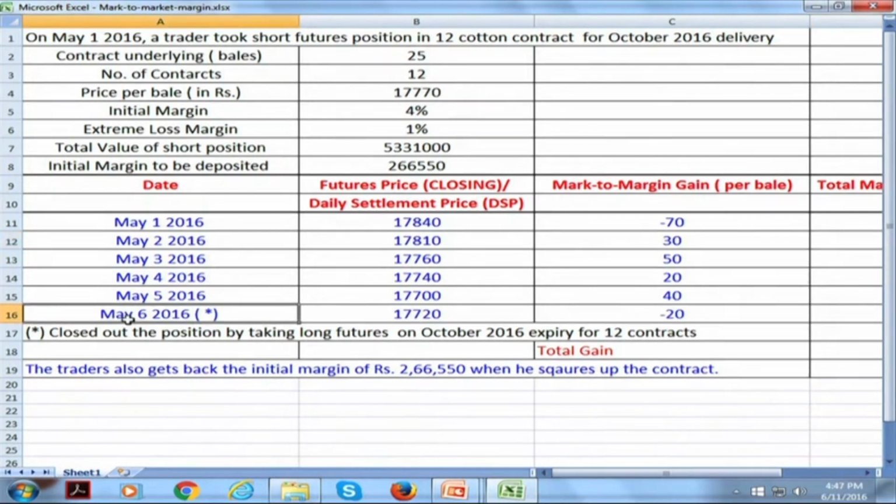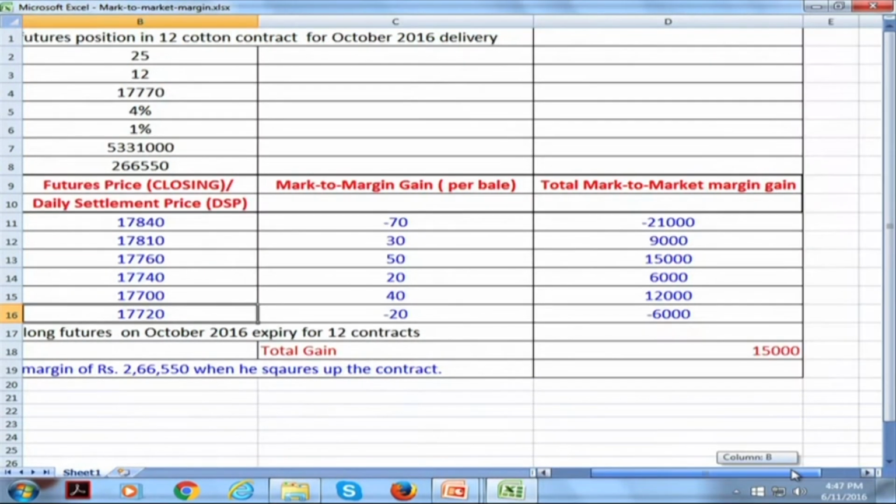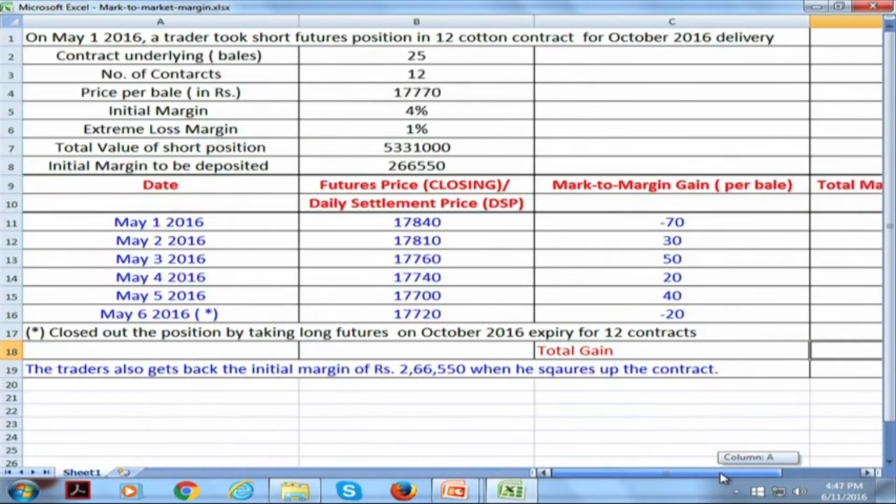Suppose on May 16, 2016, the cotton producer squared up his position. If we sum all this total mark to market gain or loss, he has gained 15,000 rupees on all those 12 contracts, and the day he squares up his position, he gets back the initial margin of 2,66,550 rupees that he had deposited. So this is an example of how mark to market margin is calculated.